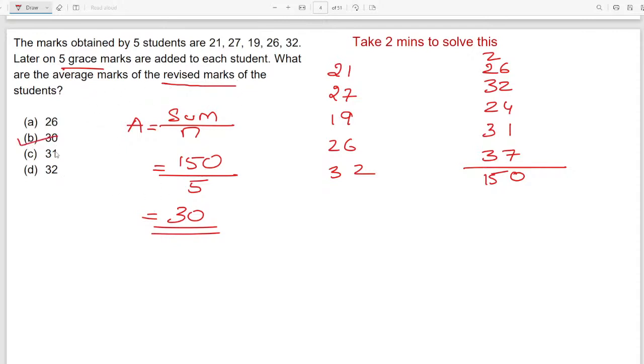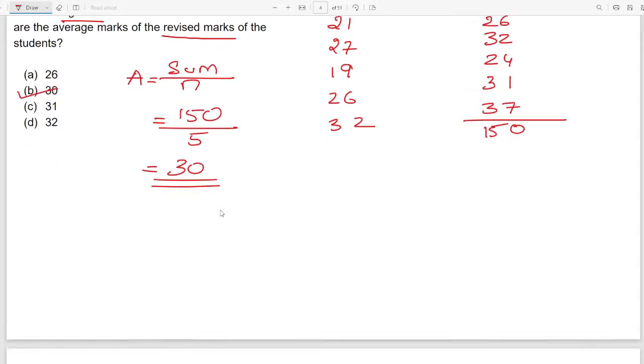The correct answer is option B. I hope things are clear. If you have any query, you can post your query in the chat section. Else, we'll move to the next question. Okay, since there are no queries, we'll move to the next question of the day.